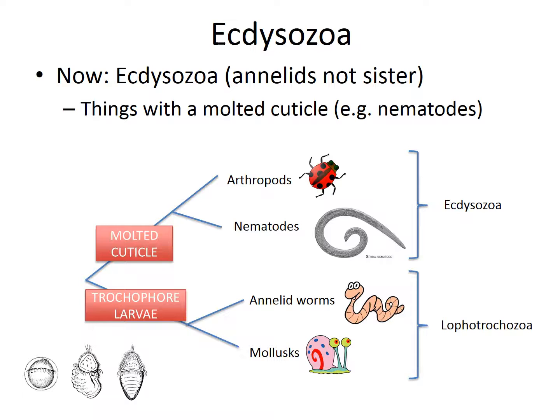Our annelid worms, on the other hand, are actually a little bit closer to our mollusks, so things like snails and clams. And this group down here is united by what's called a trochophore larva, which are these guys in the corner here, into a group known as Lophotrochozoa.